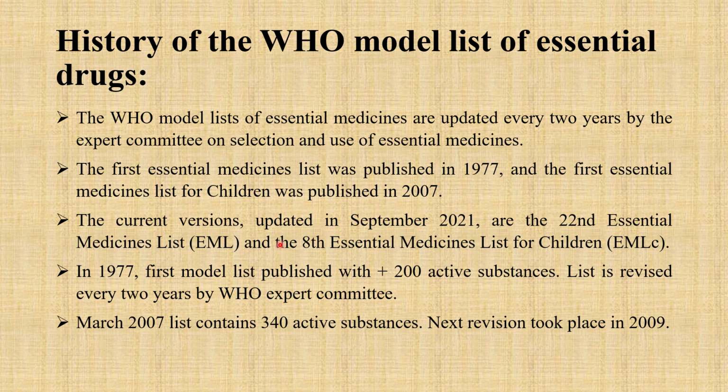The current versions, updated in September 2021, are the 22nd essential medicine list and the 8th essential medicine list for children. In 1977, the first model list was published with over 200 active substances, and this list is revised every 2 years by the WHO expert committee. The March 2007 list contains 340 active substances, and the next revision took place in 2009.